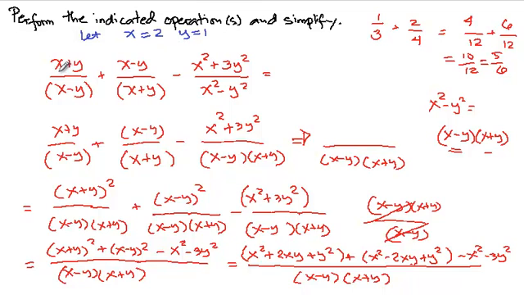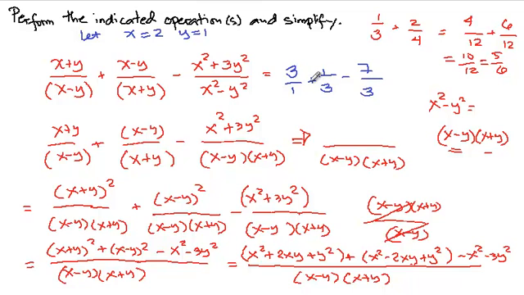So, the first term, x plus y over x minus y, will be what? 3 over 1. Okay, so the first term is just 3. The second term, x minus y is 1, x plus y is 3. So, 1/3. The next term is about x squared plus 3y squared. So, x squared is 4, 3y squared is 3. So, that's 7. The denominator will be 4 minus 1, that's 3. 7 over 3.